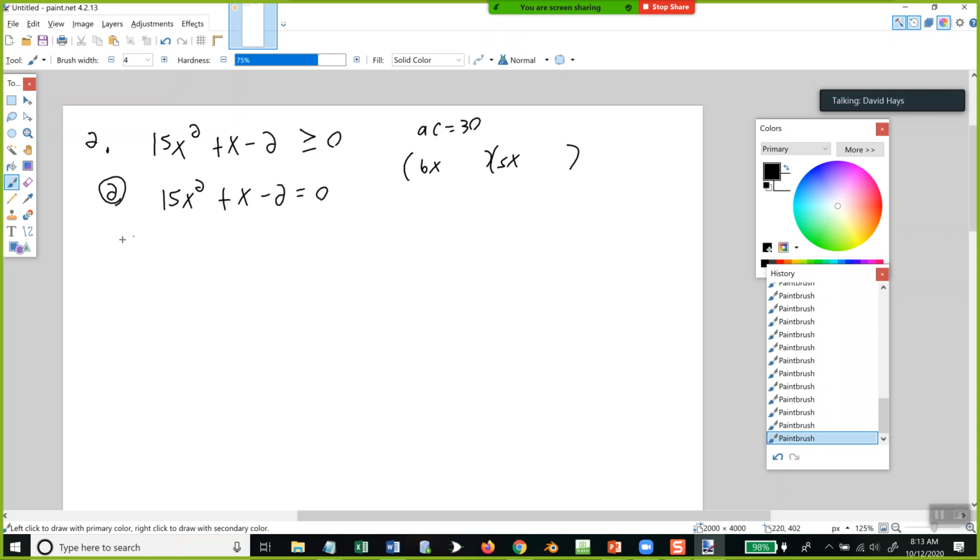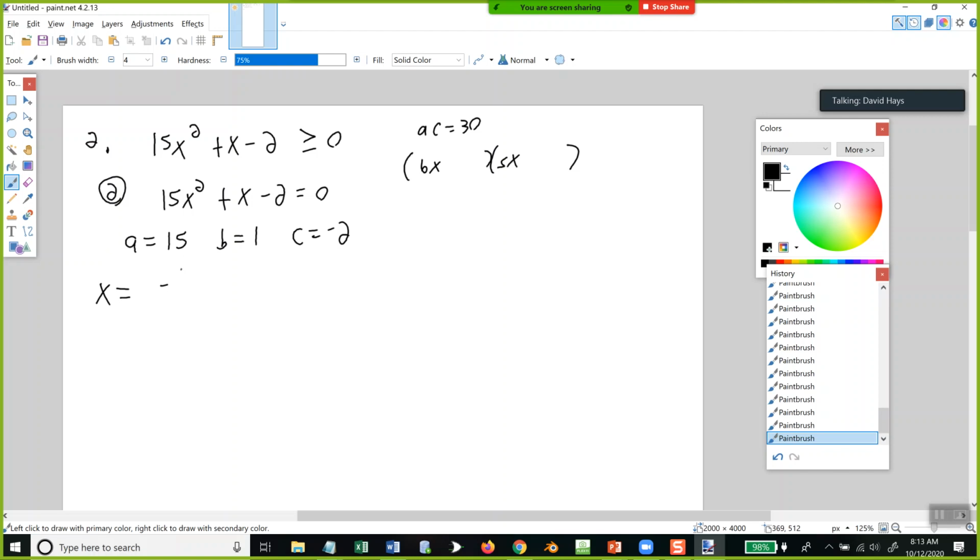I don't think it matters. Okay. So we'll use a quadratic formula. A will be 15. B will be 1. C will be negative 2. Remember, A is whatever's in front of your x squared. B is whatever's in front of your x. And C is your constant term, the number at the end.